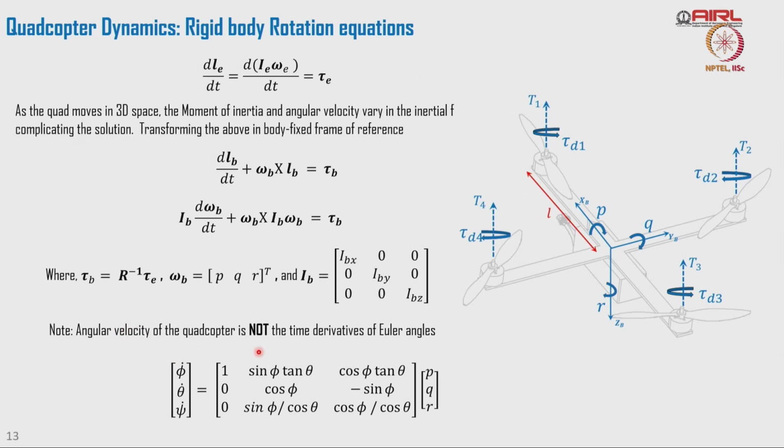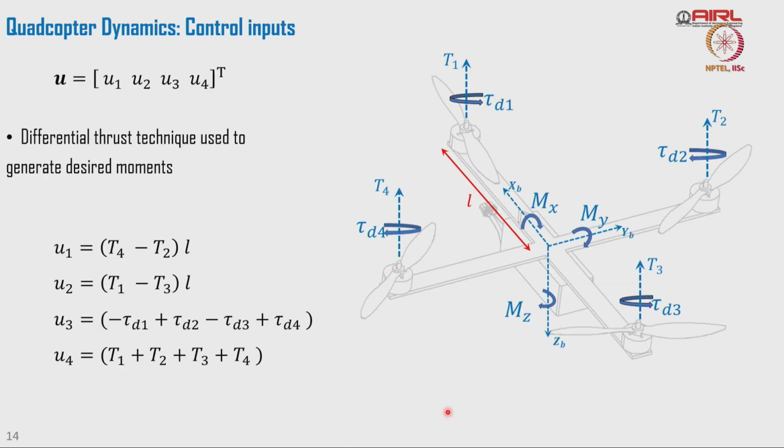The angular velocity of the quadcopter is not the time derivative of the Euler angles. So, you have to understand that phi dot, theta dot, psi dot can be represented using the rotation matrix and P, Q, R. You can do the transformation.